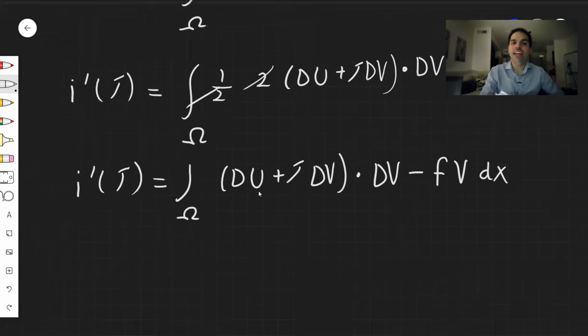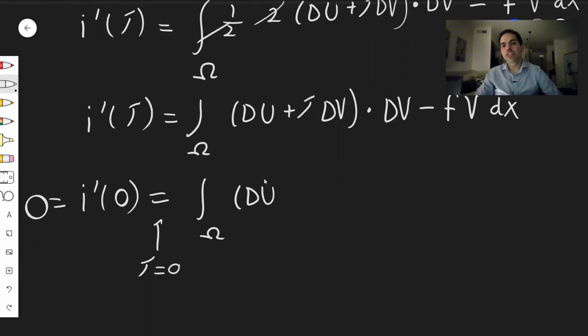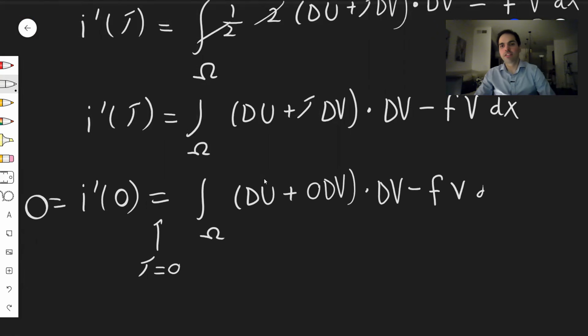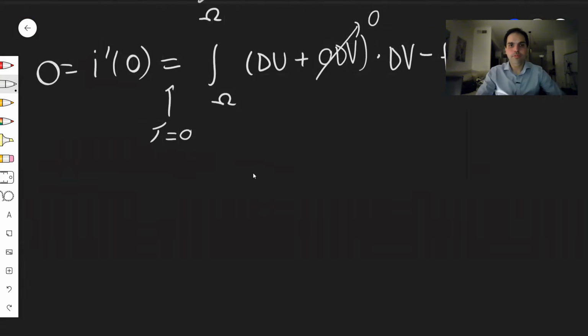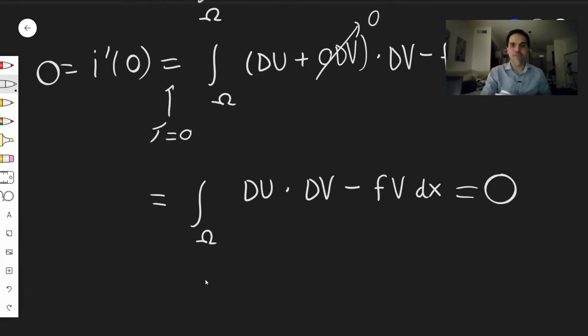And now we want to use our magic equation, namely I prime of 0. On the one hand, it's 0. On the other hand, you can just let tau be equal to 0 here. And you get du plus 0 dv dotted with dv minus fv dx. Well, this jumps out, and you get the integral of du dotted with dv minus fv dx. All right, so what we know is this is 0 by assumption.